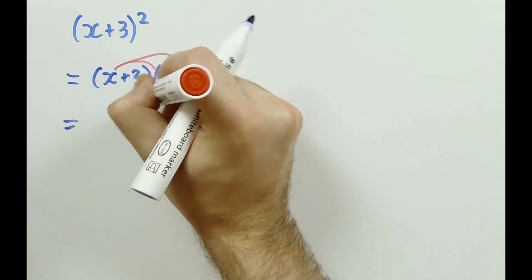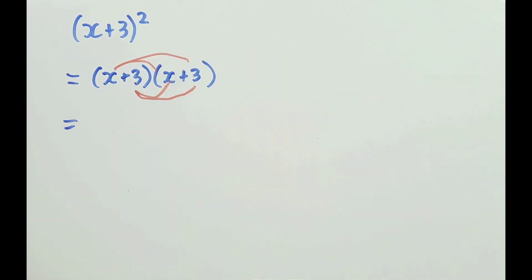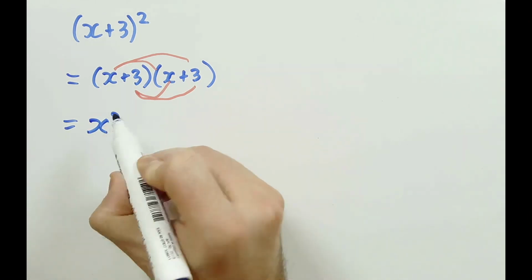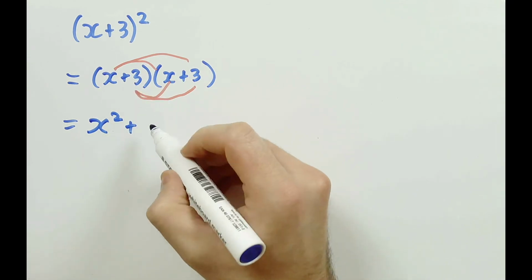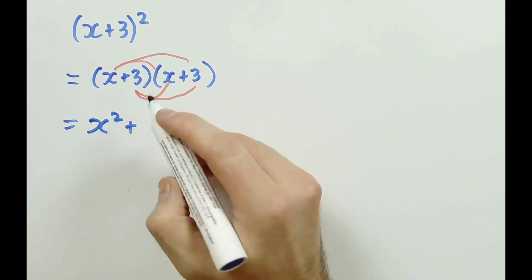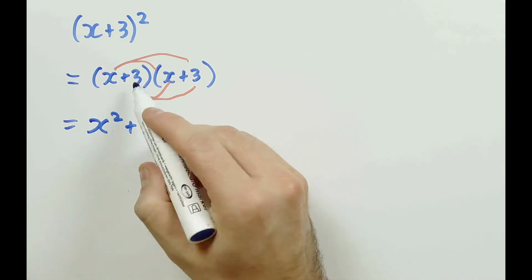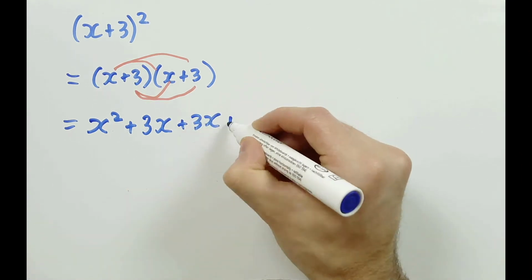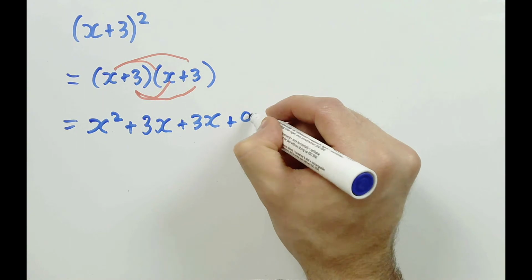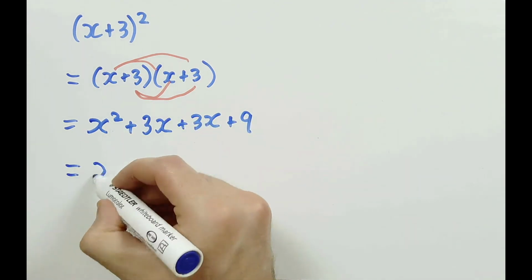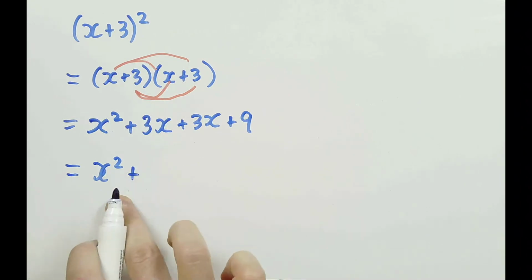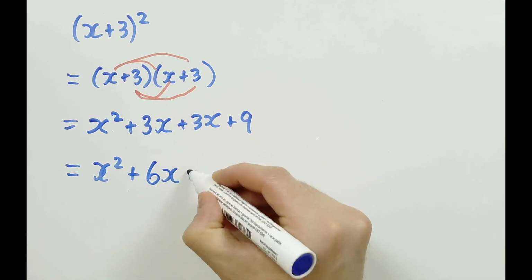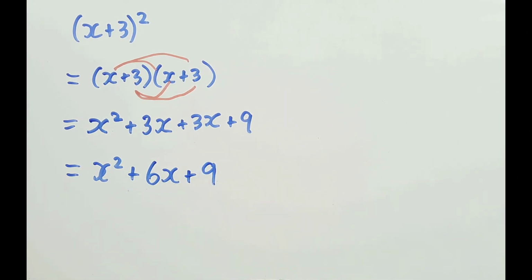If we draw our lines again to help remind us what we need to do, we've got x times x, x squared, plus 3 times x, plus 3 times x, 3x, plus 3 times x, 3x, plus 9, or 3 times 3, which is 9. And once again, collecting like terms, we're left with x squared plus 3x plus 3x is 6x, and we're left with plus 9. And that's that one.